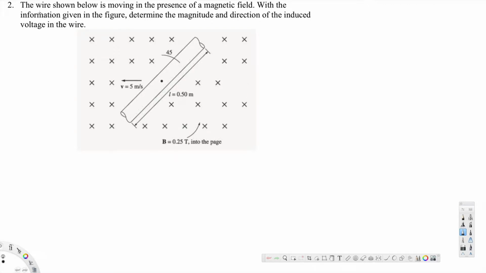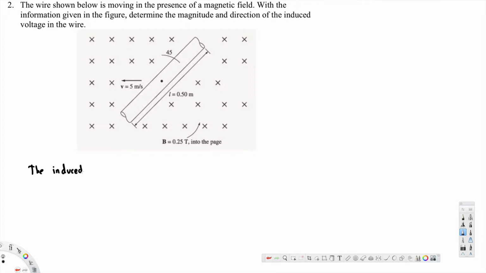Let's look at this problem right here. This question is asking: the wire shown below is moving in the presence of a magnetic field with the information given in the figure. Determine the magnitude and the direction of the induced voltage in the wire. Okay, now let's look at the notes.